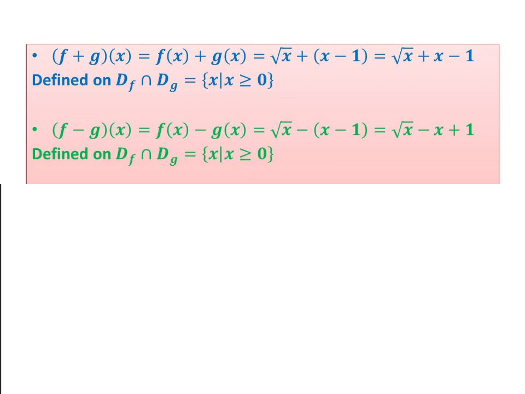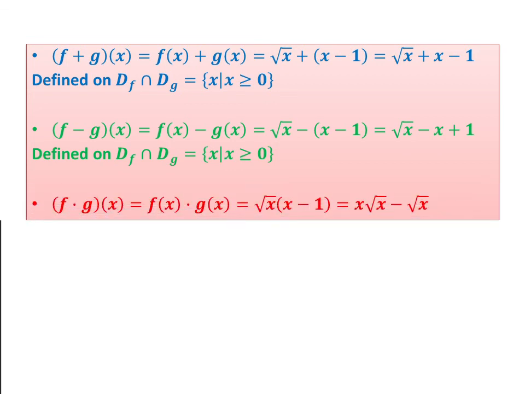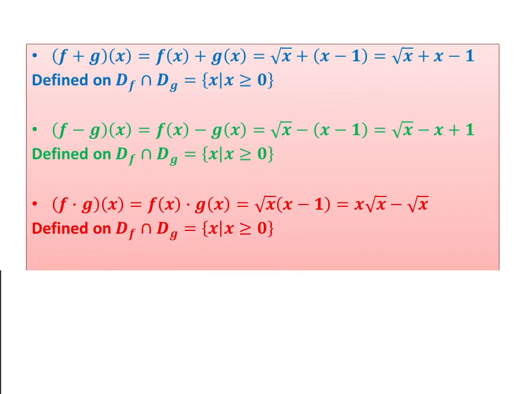Now we go to the multiplication. F times g of x, this is equal to f of x times g of x.